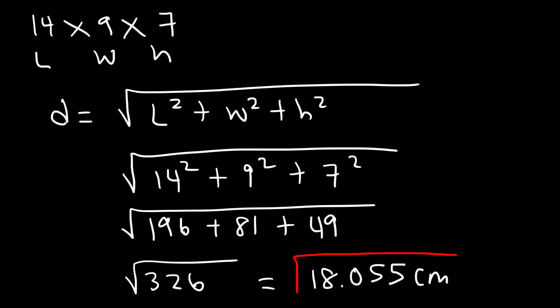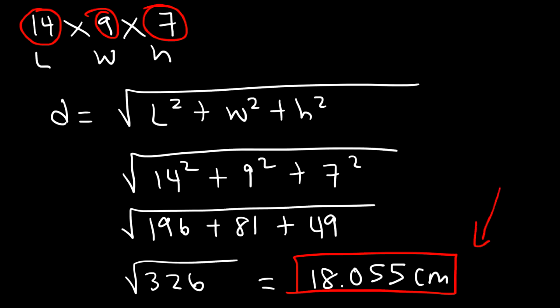So make sure you get an answer that is greater than each of these numbers individually. The length of the diagonal has to be longer than the longest side of the rectangle. It's just the way the math works. So this is the answer.